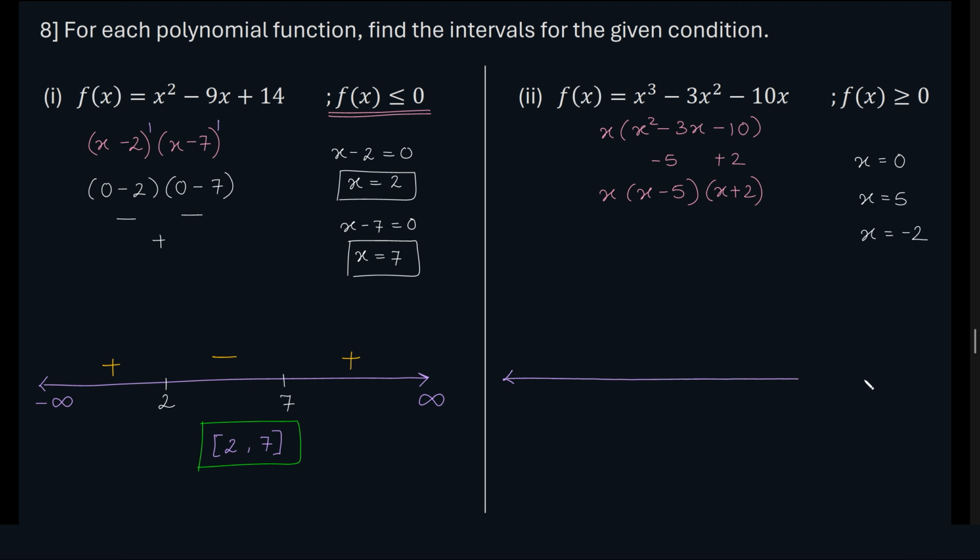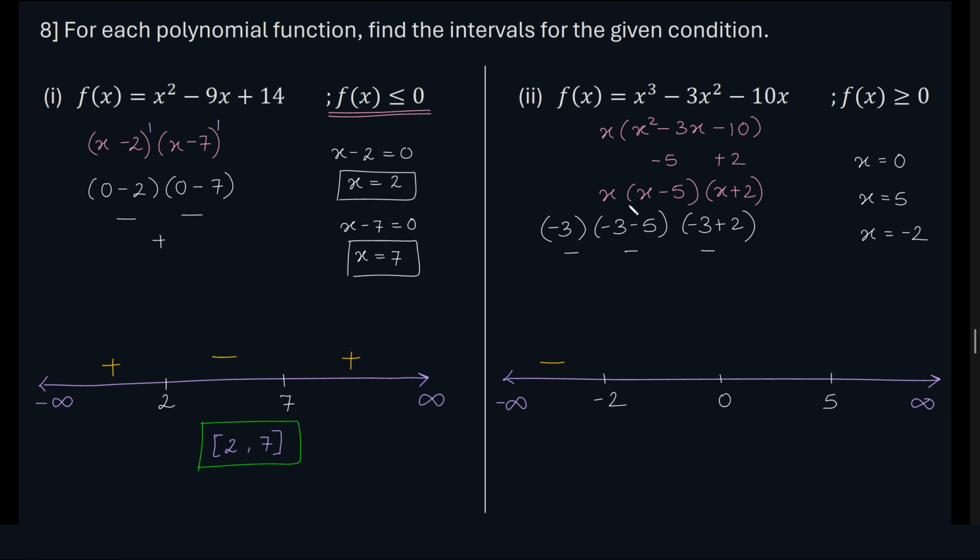Let's mark them on the number line. For the first interval, let's pick -3. We get -3, -3 minus 5. That's negative. And -3 plus 2 is again negative. Negative times negative is positive, and positive times negative is negative. So in this interval, the function is negative.